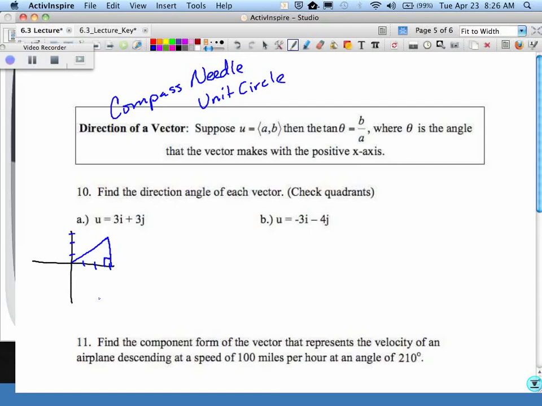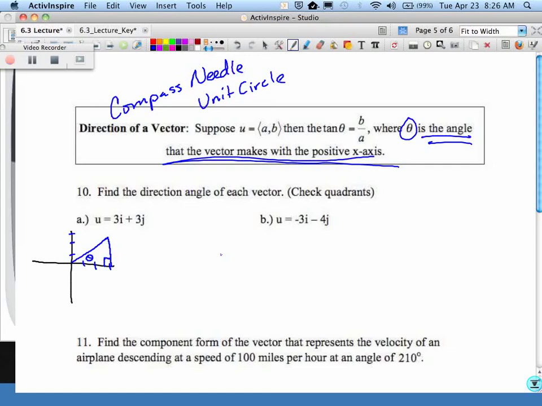So please look right here. Theta is the angle that it makes with the positive x-axis. So they're not talking about a reference angle. Start at 0, and wherever the terminal side is, make the calculation. So your answer should be somewhere between 0 and 360 at all times, right? 0 and 360.